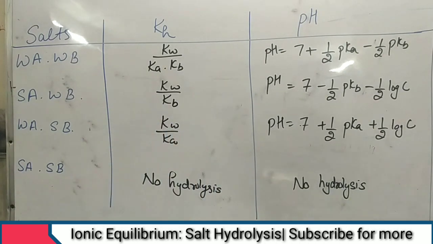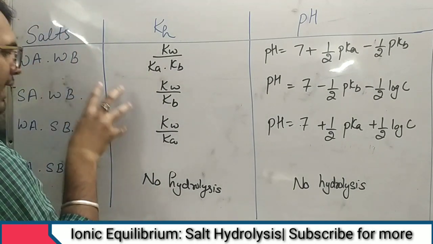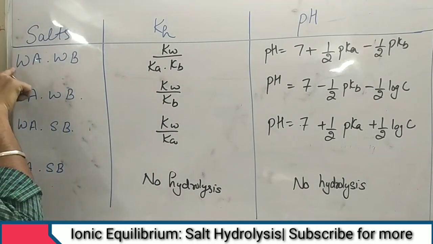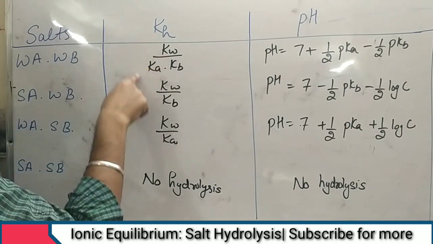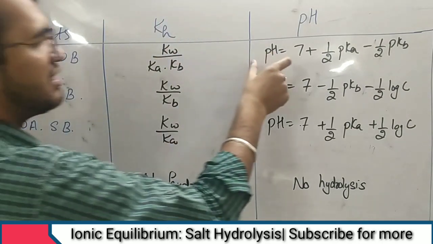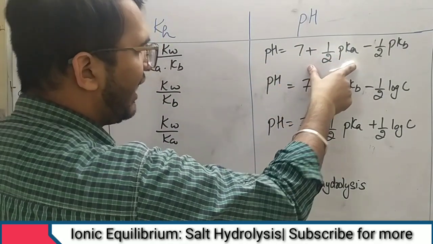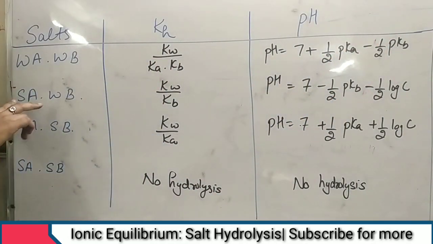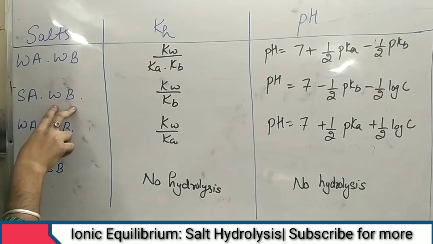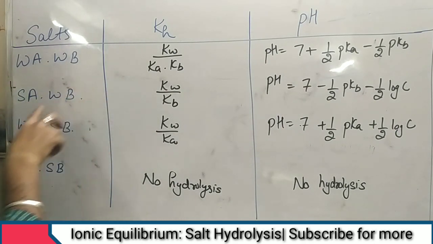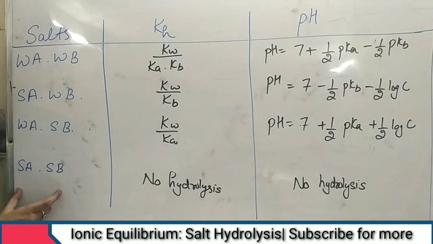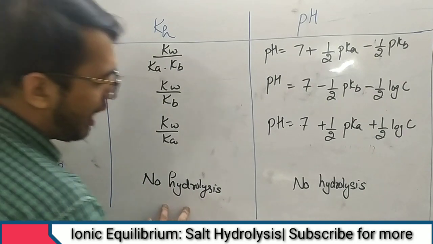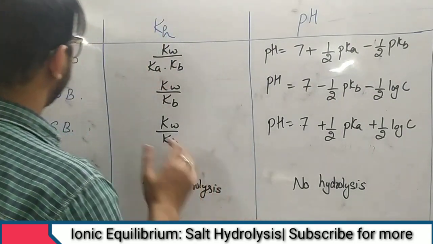Now using the same relations, if I derive the formulas of all, I will get a chart like this. For weak acid and weak base, the Kh is Kw by Ka into Kb, and pH is 7 plus half pKa minus half pKb. Strong acid and weak base, Kw by Kb. Weak acid, strong base, Kw by Ka. And in case of strong both, no hydrolysis will ever occur.